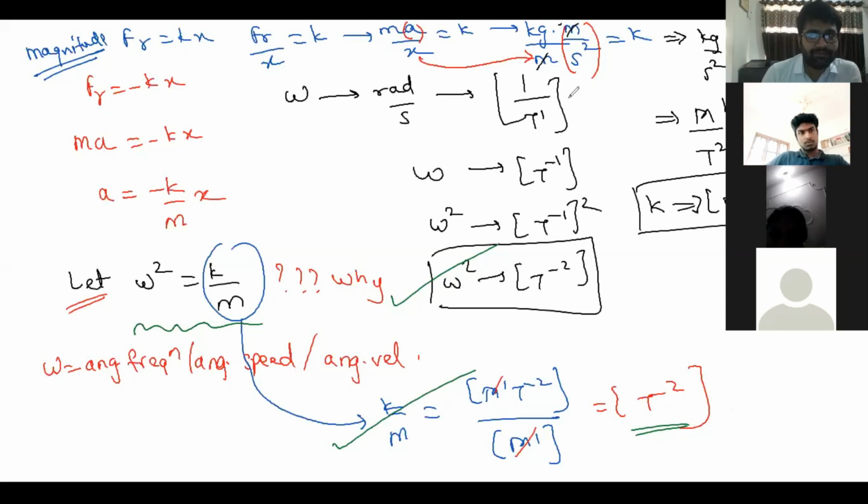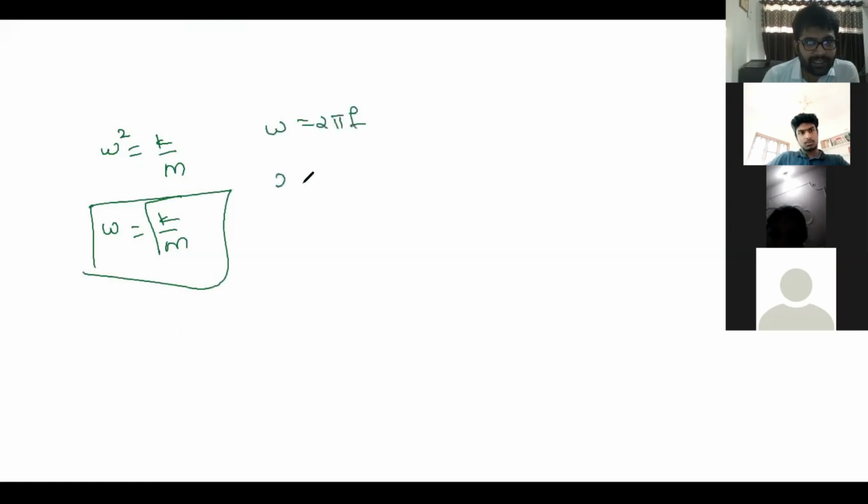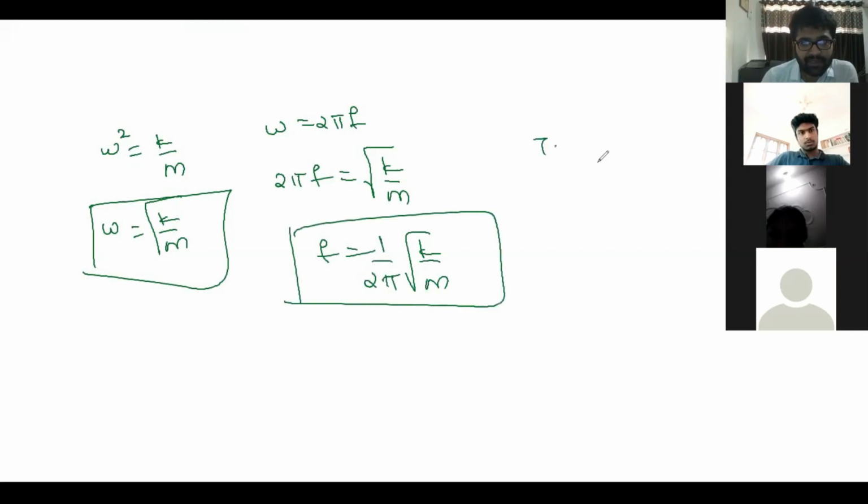So what did we just get? We have found that omega square is k by m. So can I say that omega is under root k by m? Do you remember that omega can be written as 2 pi into frequency? So 2 pi into frequency is under root k by m. So frequency is 1 upon 2 pi under root k by m. Correct? And do you remember that time period is 1 upon frequency? So time period is the frequency reciprocal. Just reverse all of it. 1 upon 2 pi will become 2 pi, root of k by m will become root of m by k. Please make a note of it.